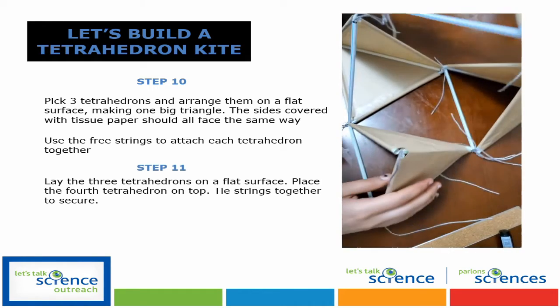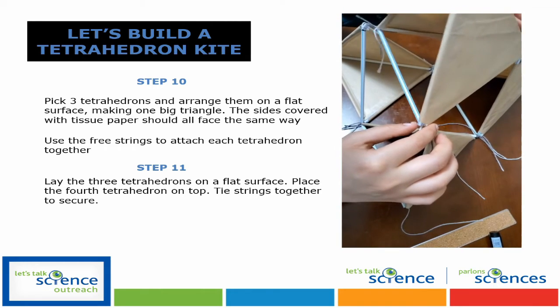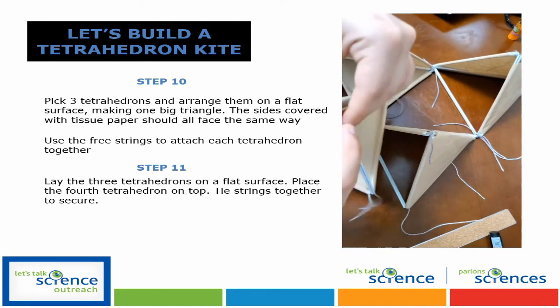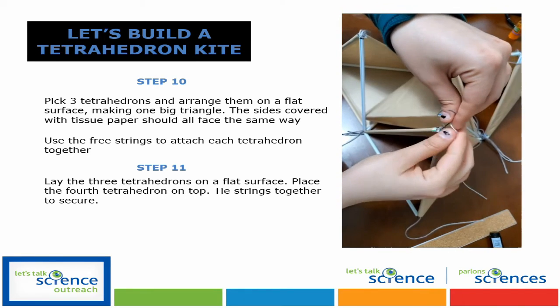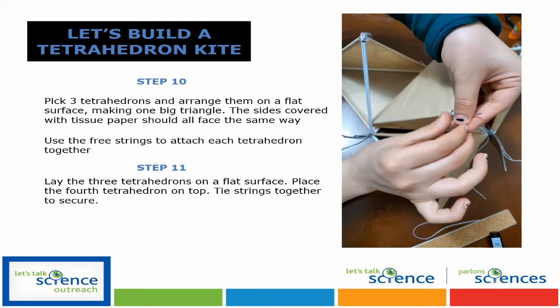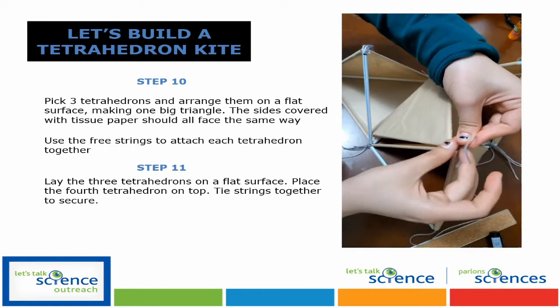Now it's time to add some height to our kite. So with your 3 tetrahedrons on a flat surface, place the 4th tetrahedron on top. Again, we will be using the strings to attach the tetrahedron to the top.